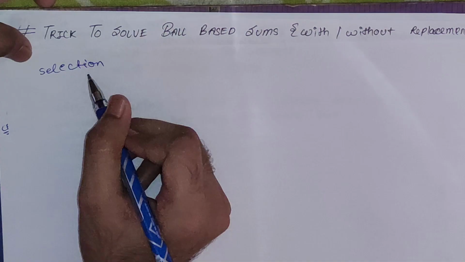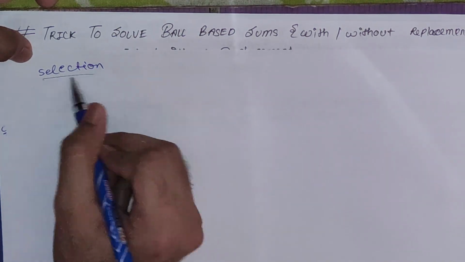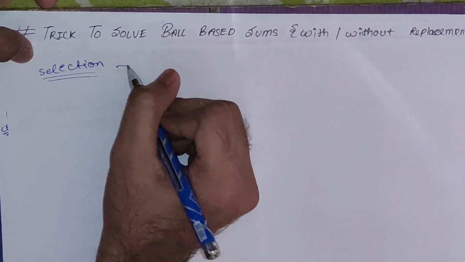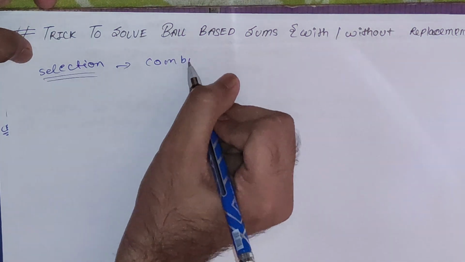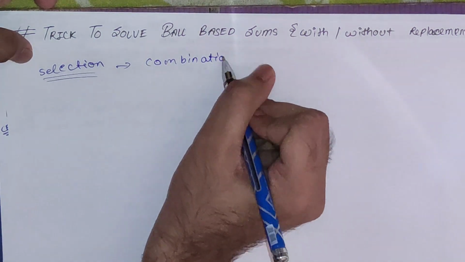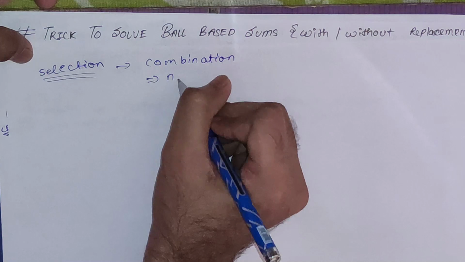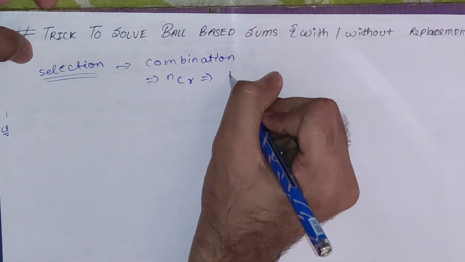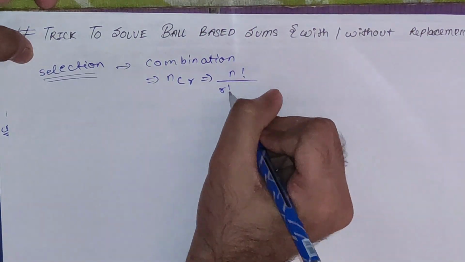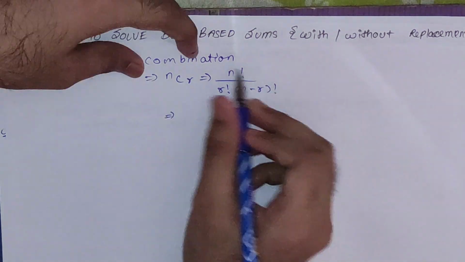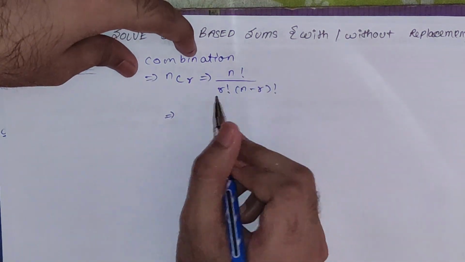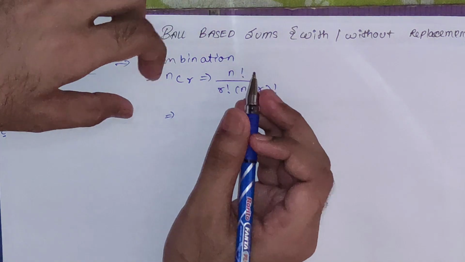Okay, in all the ball-based sums, we are going to have a selection, and for selection, we are going to use the combination formula. Hope you know the combination formula. For combination, we use the formula of nCr, that is n factorial upon r factorial into n minus r factorial. For nCr, we usually use this formula, but to save time, you can use this trick.